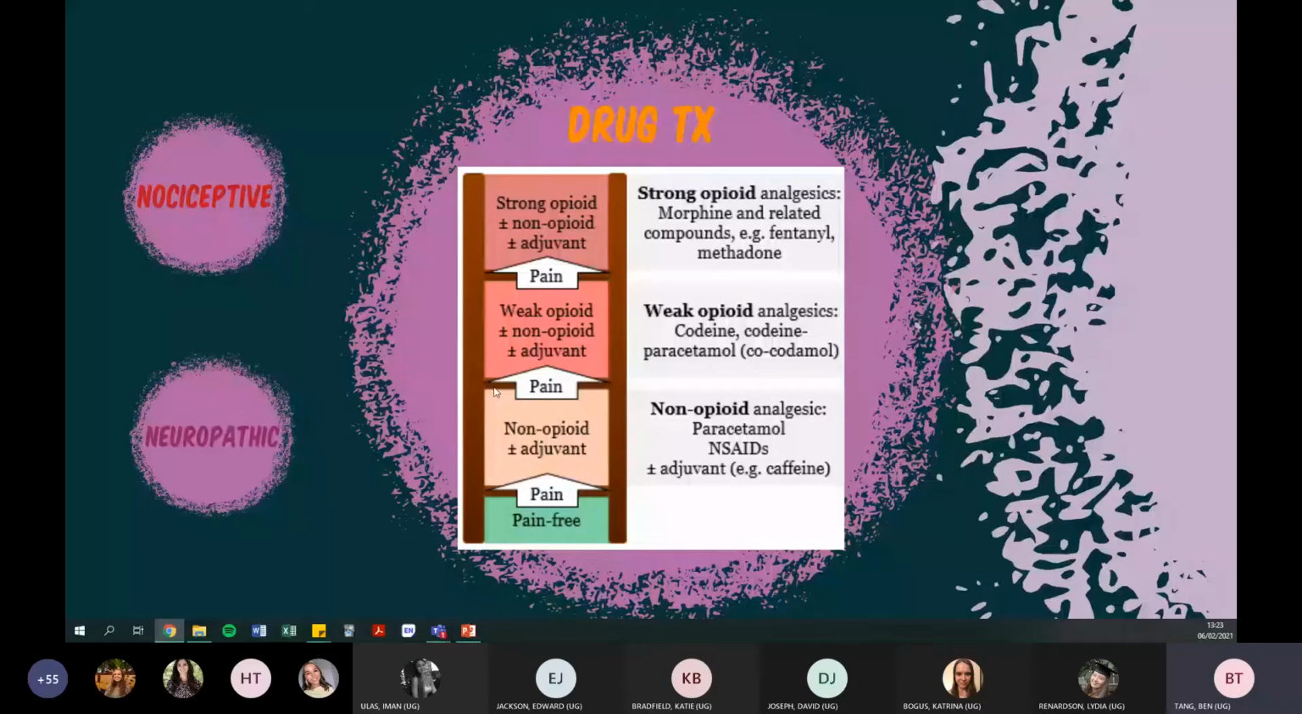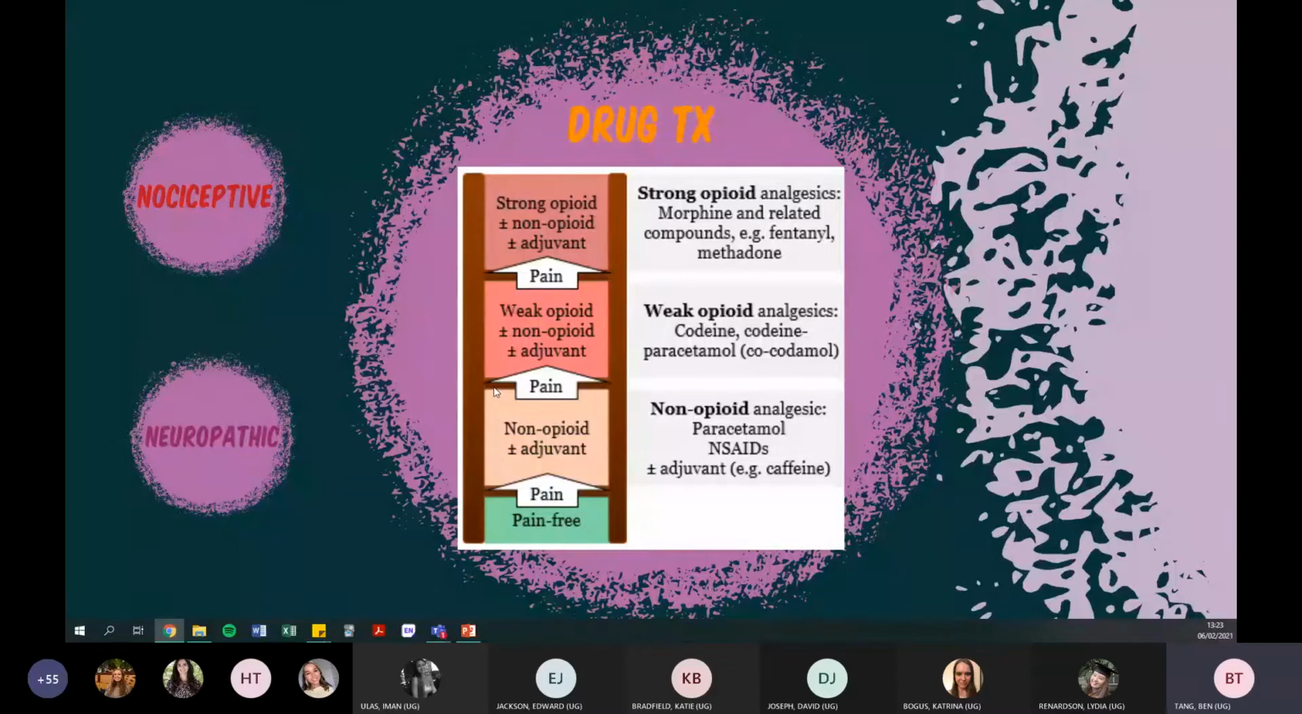Next, if that doesn't work, you step it up to a weak opioid. So you start with codeine, dihydrocodeine, or co-codamol, which is codeine and paracetamol. So you're trying to then delve into opioids, but you're still only on the weak side. And if they're really experiencing severe pain, and none of the previous managements have helped, you move on to strong opioids. So I'm sure you've heard of them: fentanyl, alfentanil, morphine, and similar kinds of strong opioids, right?